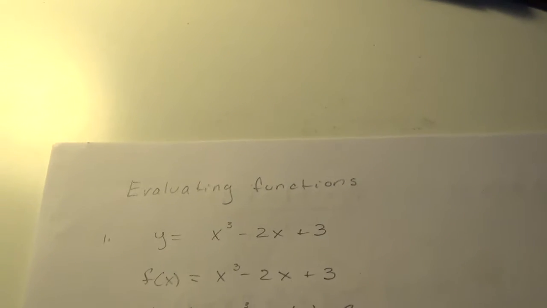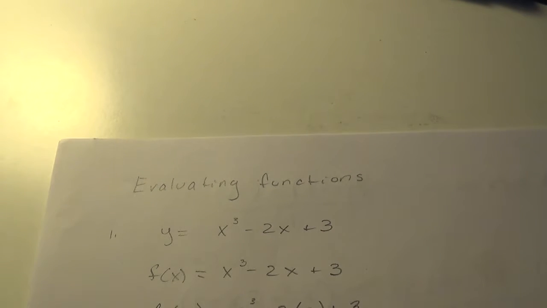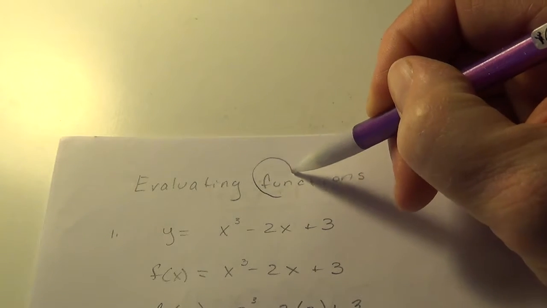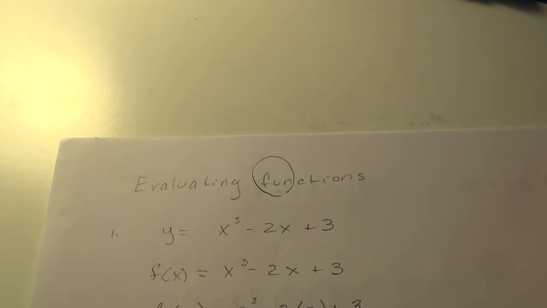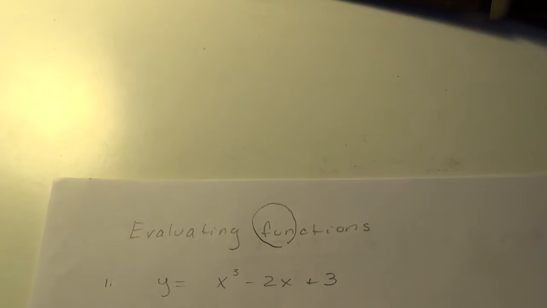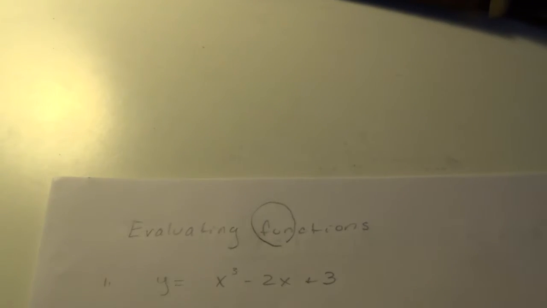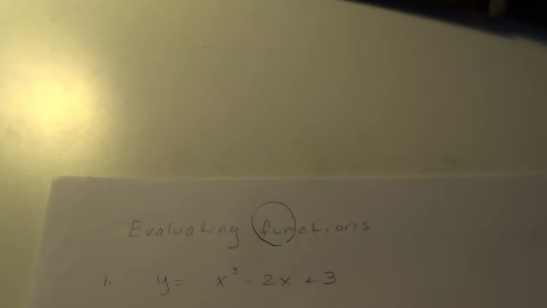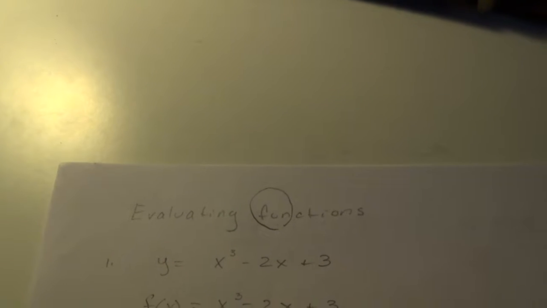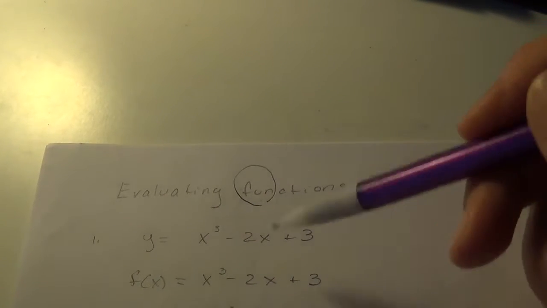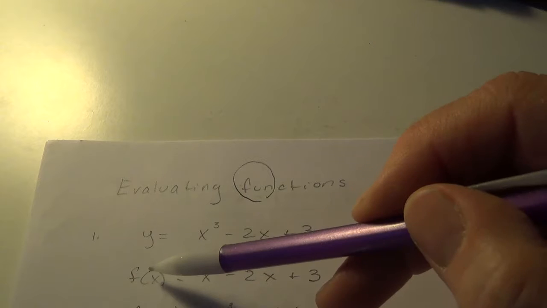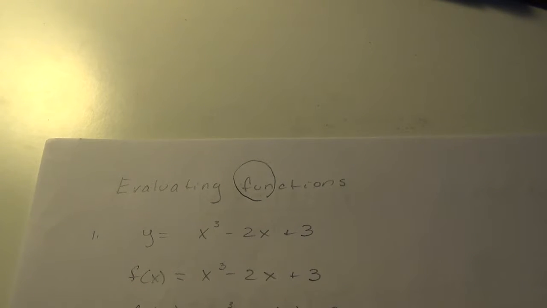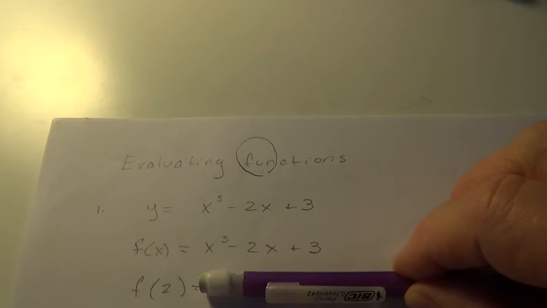So the first topic since the last test, it's all on functions, so keep that in mind. We're going to look at evaluating functions. Recall that y equals x cubed minus 2x plus 3. If I ask you to evaluate it, you will switch to the functional notation, which just replaces the y with the equivalent f of x: x cubed minus 2x plus 3. And then I'll ask you to do something like find f of 2.